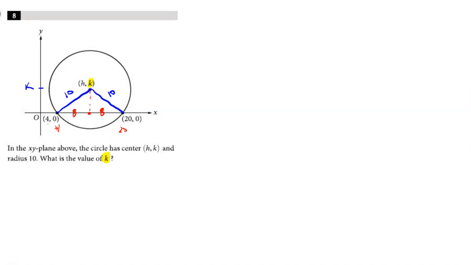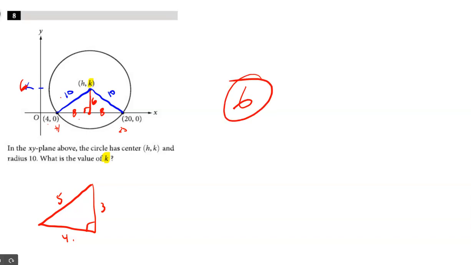Well, this is a nice little Pythagorean triangle right here. You could use the Pythagorean theorem, but I know a lot of times they really like to use this 3, 4, 5 triangle. And if you notice, this is just a double of this. So 4 is doubled to be 8, 5 is doubled to be 10. So this height right here is doubled to be 6. So right there, that height of 6 tells me how far up k is. k is at a height of 6. So the correct answer here is 6.